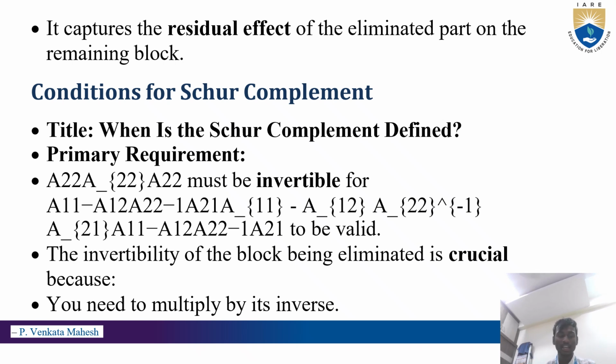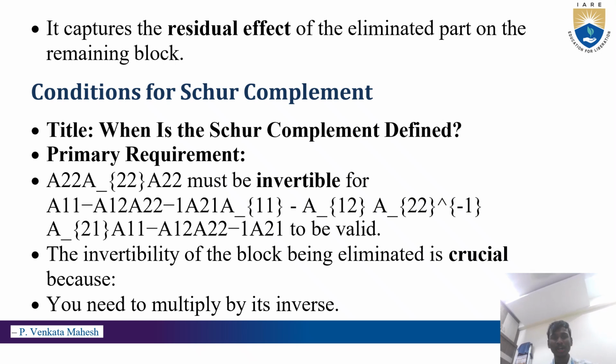In case A22 is not invertible, we require some more process. We need A22 inverse, so we have to use the Moore-Penrose pseudo inverse if we do not have an inverse. This is the condition for the existence of the Schur complement.